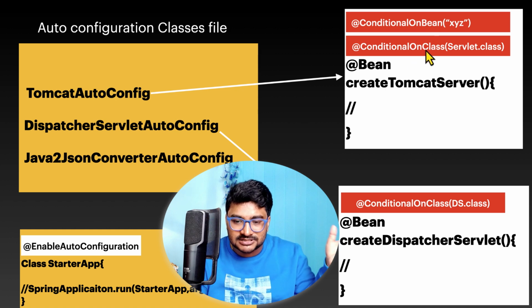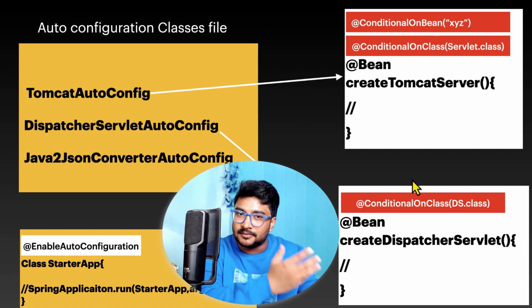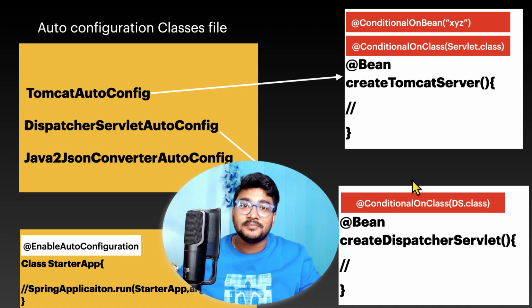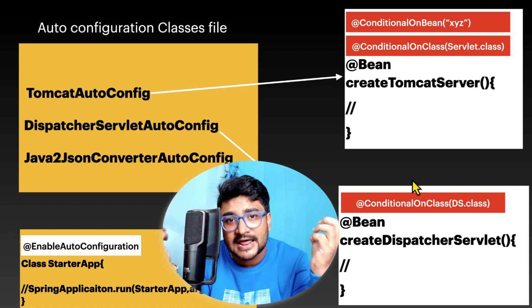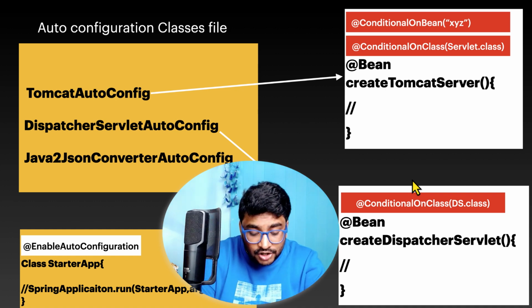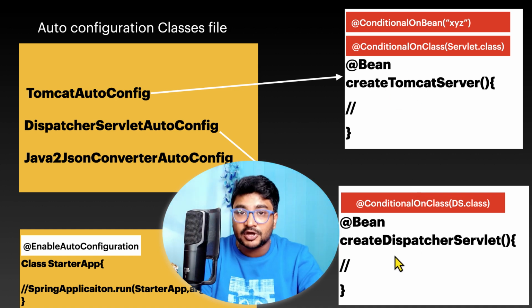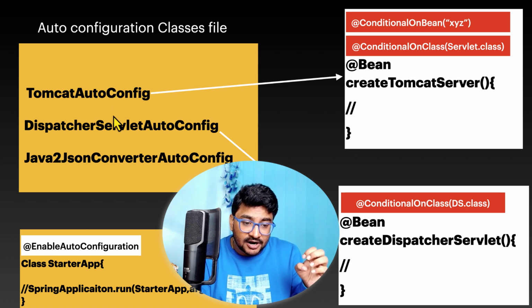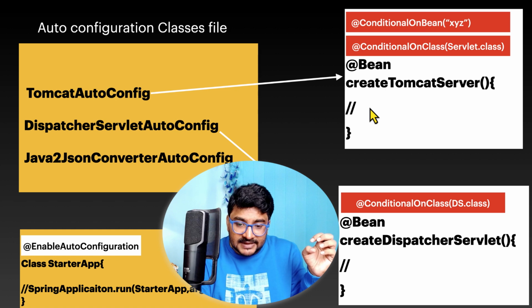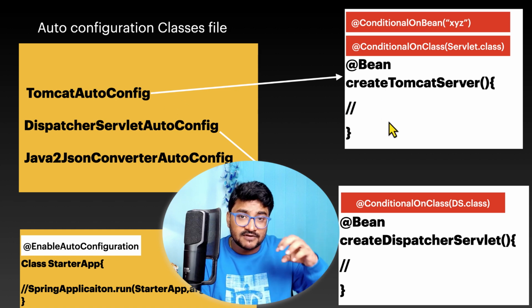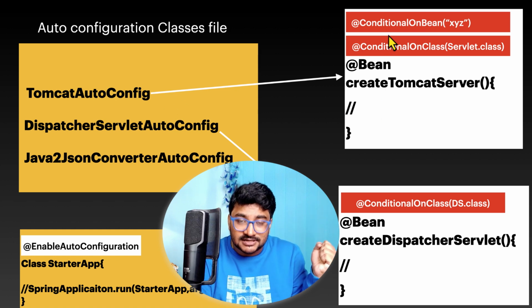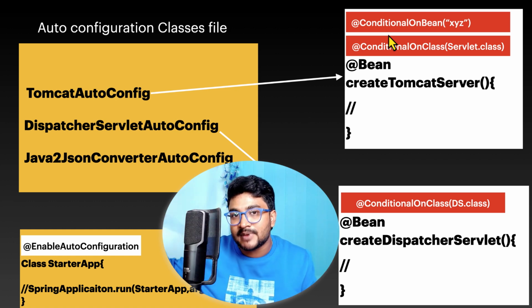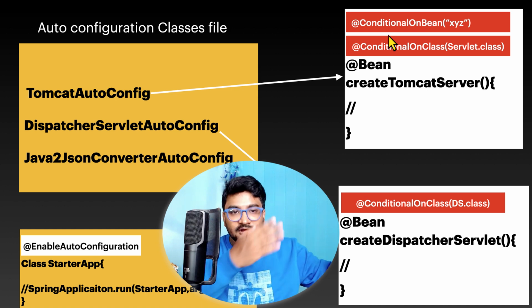Conditional on bean, conditional on class, conditional on missing bean, conditional on missing class, conditional on properties, conditional on missing properties. There are a lot of conditional annotations they are using on top of the bean method or on top of the auto configuration class to make sure these classes will trigger based on some condition, or the beans that you have inside those classes will be created based on some condition. Accordingly they are sensing, okay, this guy is creating a web application, he might need this, let me configure it.